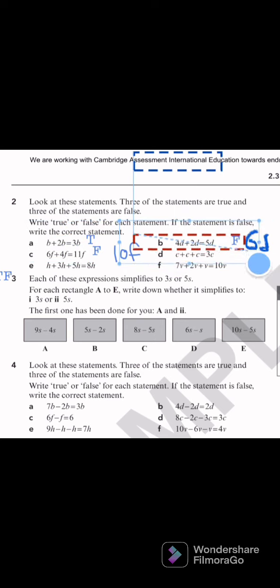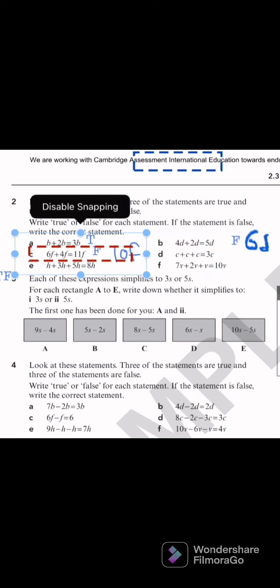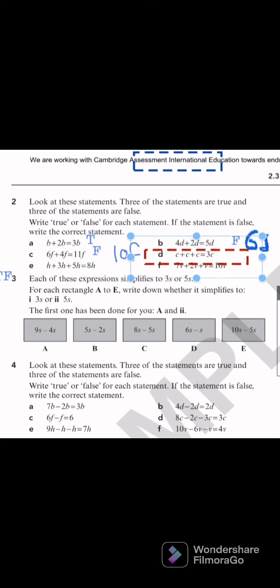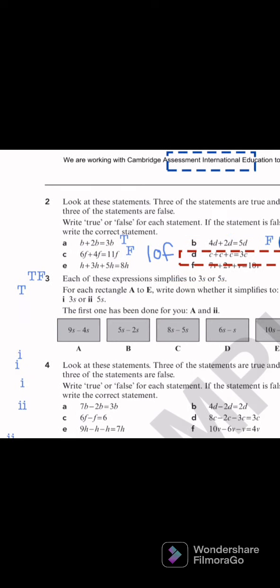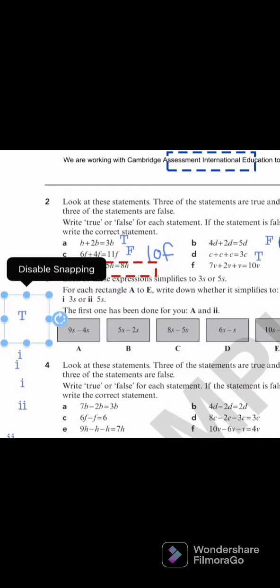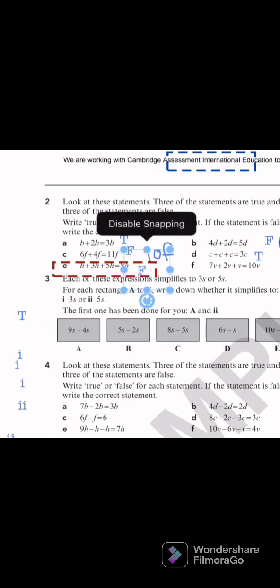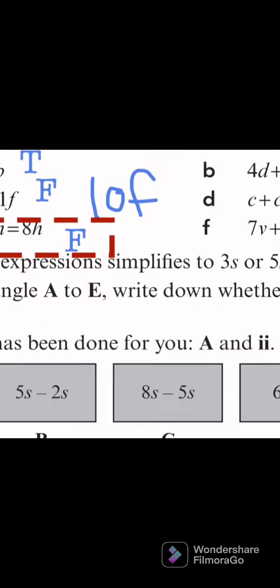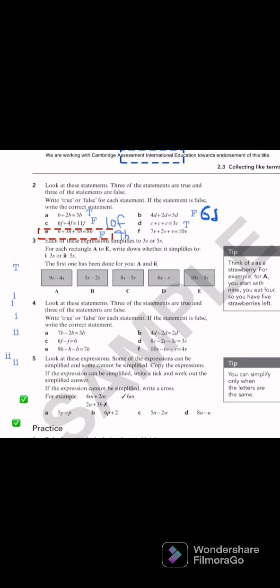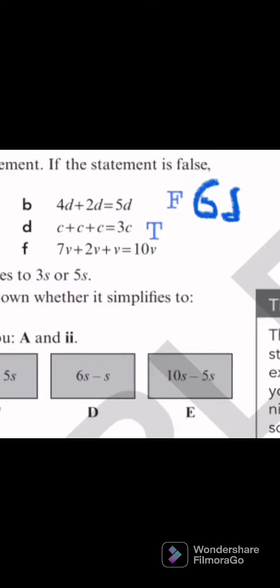No, it's 6d. Number C, 6f plus 4f equals 11f. No, it's 10f. Number D, c plus c plus c equals 3c, and it's true. Number E, h plus 3h plus 5h equals 8h. No, it's 9h. Number F, 7v plus 2v plus v is 10v, and it's also true.